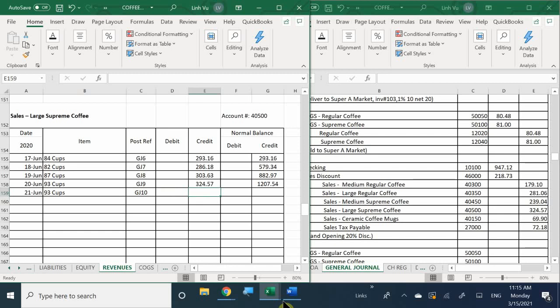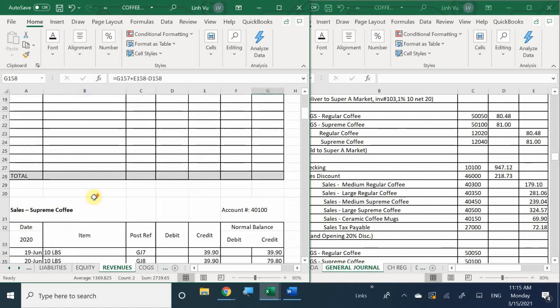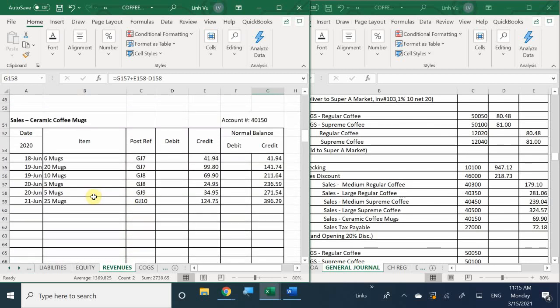For 324.57. Yes. So what's my total? 1532.11. Good. Okay. And we got my coffee mugs that I sold. How many items? How many coffee mugs did I sell? 10. We sold 10.